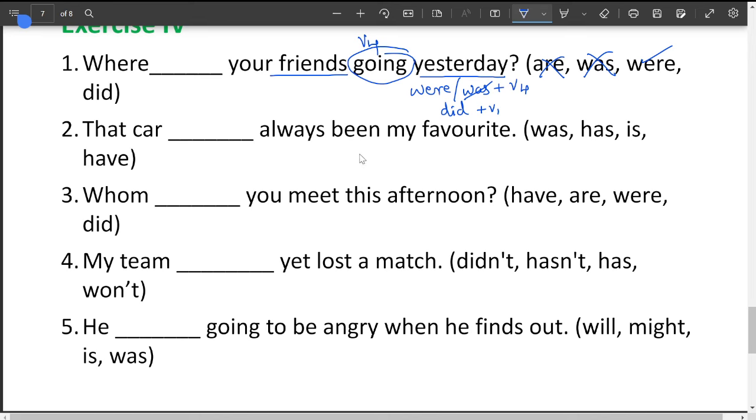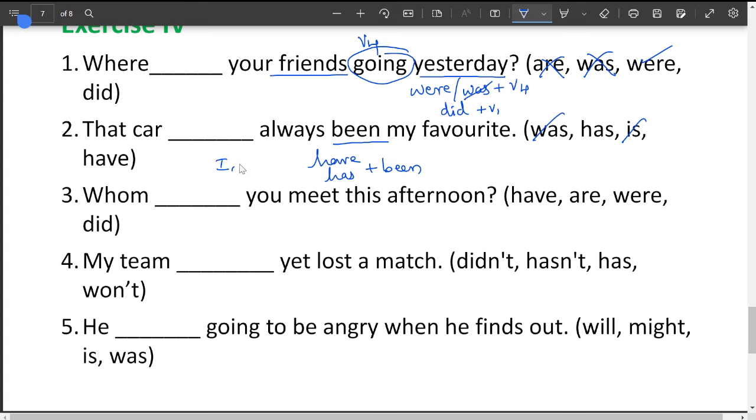That car dash always been my favorite. Okay, now remember, when you are using been, it can only be used with have or has. That means have been or has been. Okay, so you cannot use was, you cannot use is. Eliminate these two. Now that car is there. So that car has or that car have. What can be used here? What is the difference between have and has?